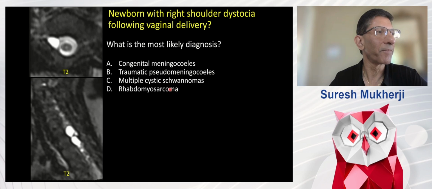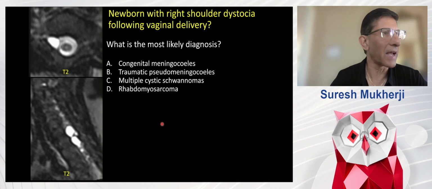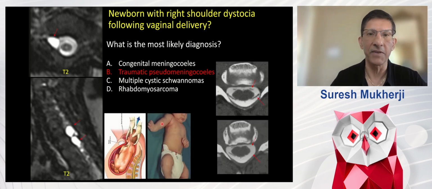Right. We got the votes coming in. Okay, we got 15. I know we can get more. We're 21, 23. All right, excellent. I think this one, you guys pretty much got this one. I think 90% got this right. And these are traumatic pseudomeningoceles.